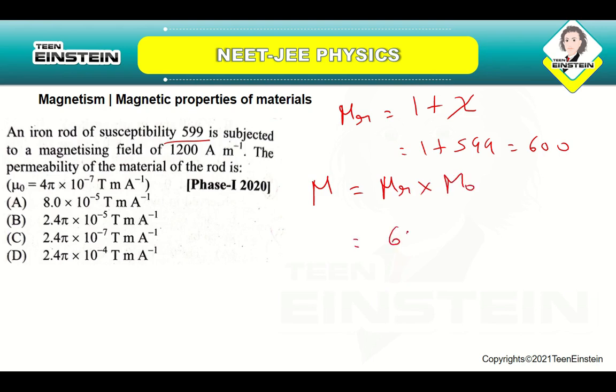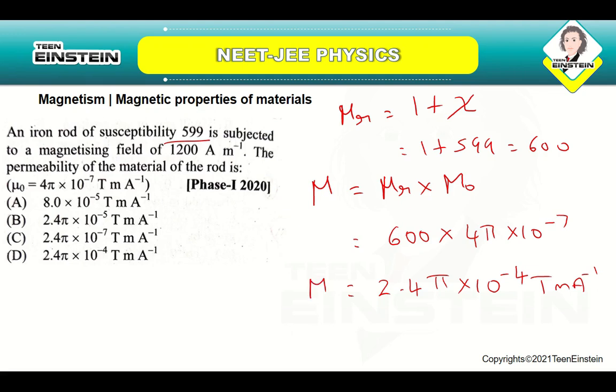So, you know what mu r is: 600 into mu naught, where mu naught is given as 4 pi into 10 power minus 7. When you solve this you will get 2.4 pi into 10 power minus 4 Tesla meter per ampere. So, the correct answer is 2.4 pi into 10 power minus 4, option number D. It is just a direct substitution of the formula.